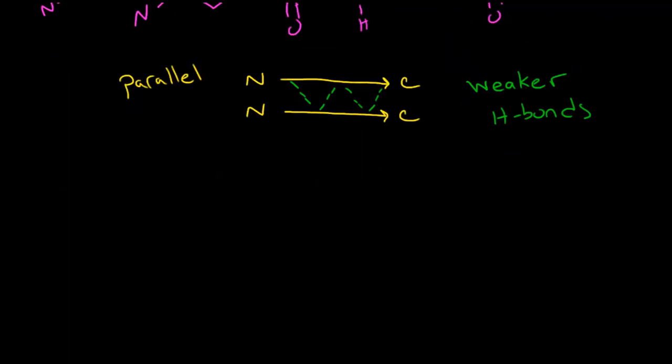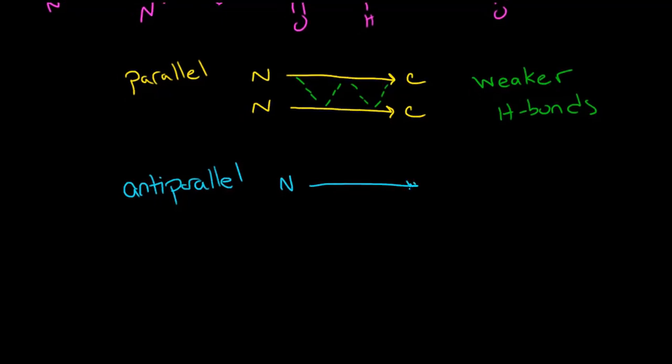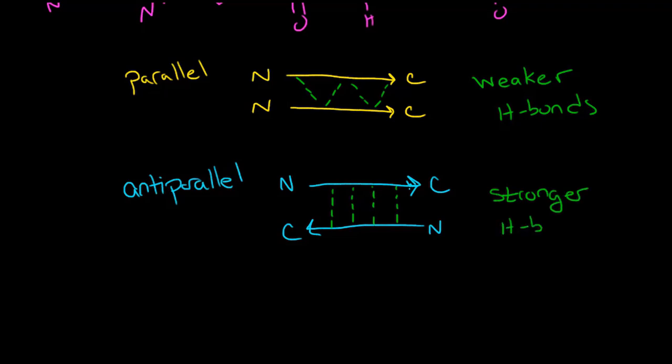So just to review here, we compare the parallel orientation to the anti-parallel orientation of our beta sheets. And remember, with anti-parallel, the polarity of our two peptide chains are opposite. So one goes from the N-terminus to C-terminus, and the other one, from left to right, is C-terminus to N-terminus. When we have this orientation, we have much stronger hydrogen bonds because they line up better.